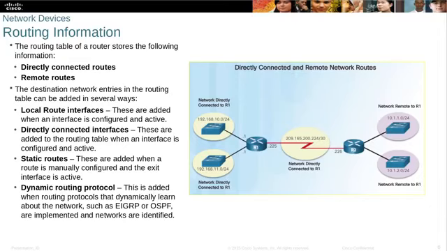Static routes are added when a route is manually configured and an exit interface is active. And then finally, dynamic routing protocols are added when a routing protocol dynamically learns about the network from another router. This might be EIGRP, OSPF, BGP, etc. And these will then show up in the routing table with a code letter which represents, for instance, D for EIGRP, O for OSPF, B for BGP, etc.